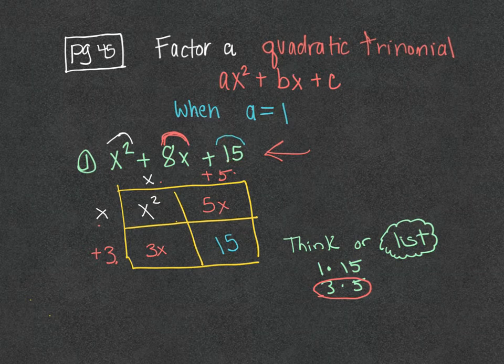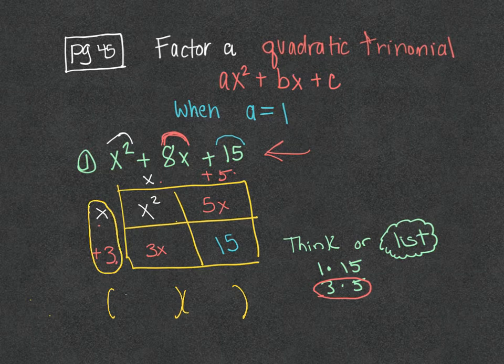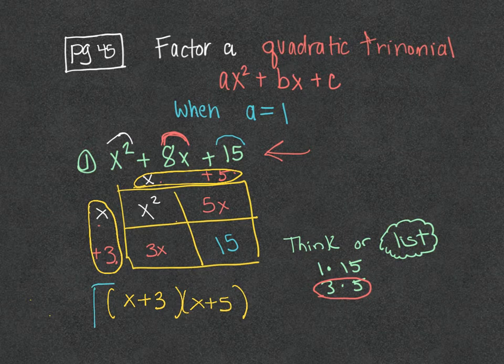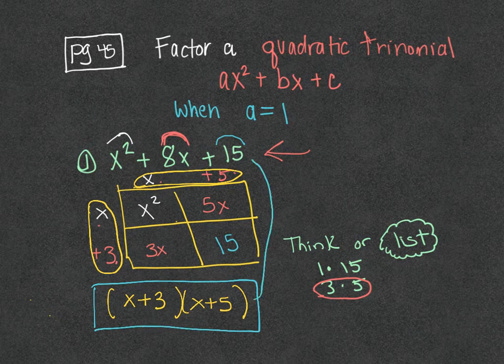So what that tells me is I now have enough to create my answer. If I go ahead and write my two factors, my one factor is going to be right here, x plus 3. And then my other factor is going to be right here, x plus 5. So now this is my answer. It is the factors of this quadratic trinomial.